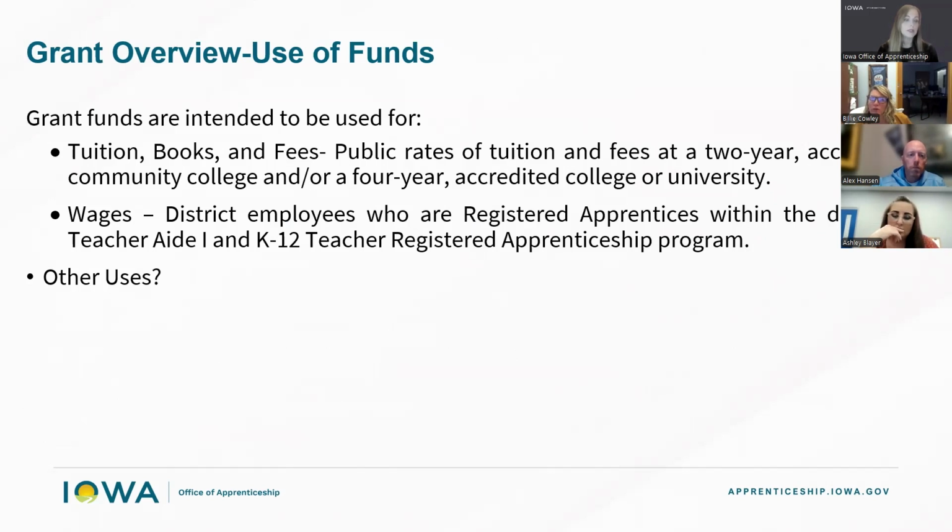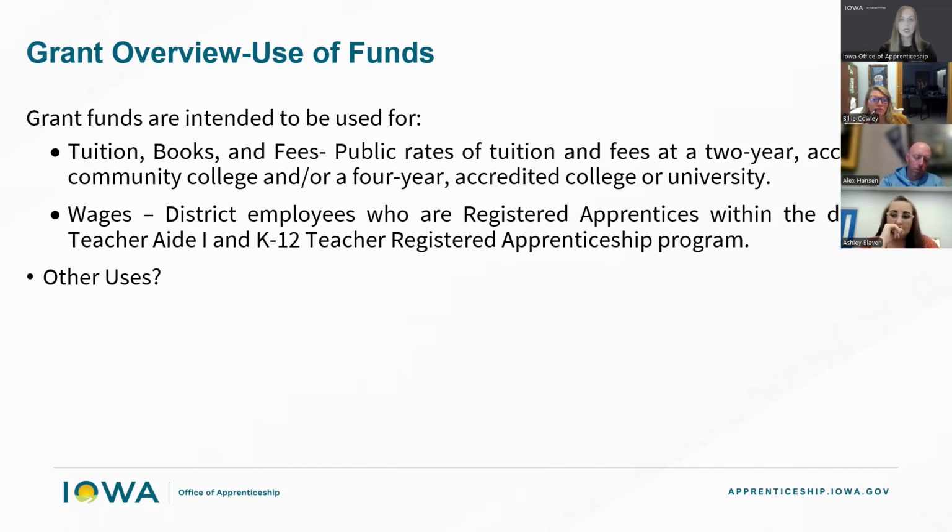So for the use of funds, as mentioned, the funding model is a beneficiary model. As the NOFO states, the intended use of funds is for tuition, books, and fees, and also employee wages. With the beneficiary model, you receive that flat reimbursement rate. So it provides some flexibility for districts to decide how they want to utilize those funds to create a great program for their apprentices, and also how they're going to invest in the program itself.